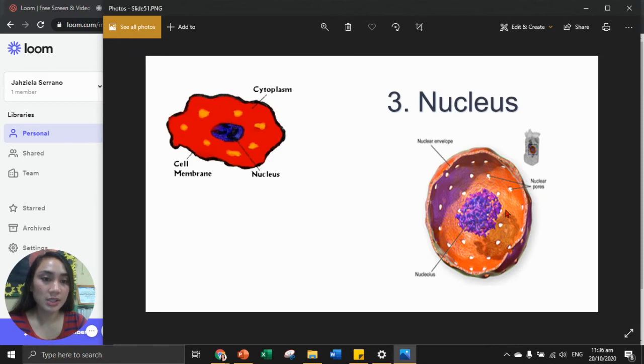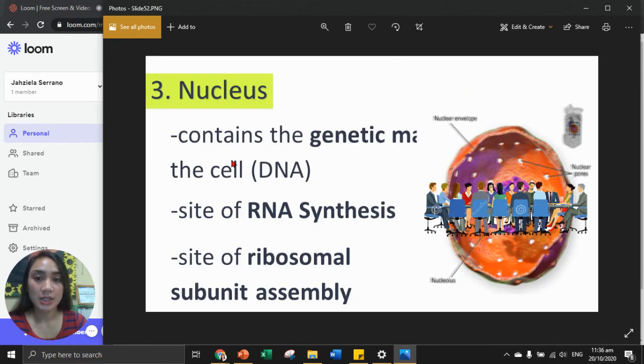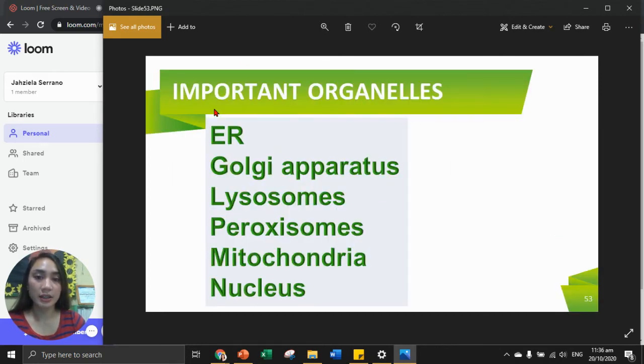Next is the nucleus, very important. The nucleus contains the genetic material of the cell, which is DNA. It is also the site of RNA synthesis and the site of ribosomal subunit assembly. If we look at this picture, I put everyone here: they're all in the nucleus, having a meeting, planning what role we will each perform. These are the other important organelles that we will be discussing.